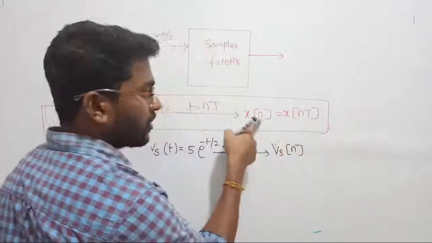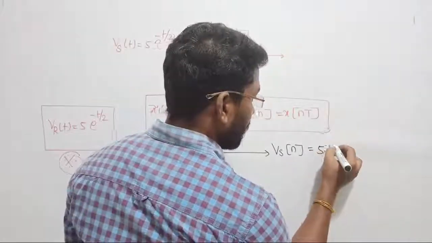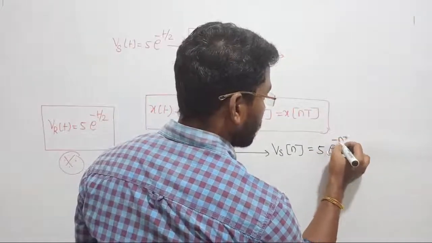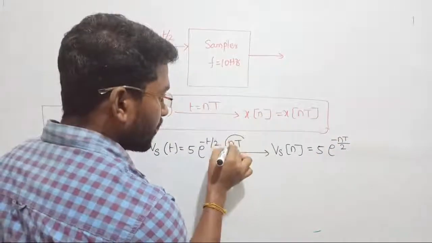See that I said v_s of n should be derived as this function, which can be written as 5 into e power minus n times of t by 2. Is there any mistake? No. This t just gets replaced by n into t.